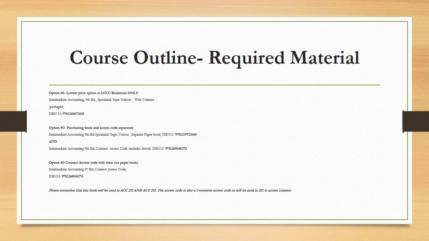You just purchase the access code for Connect, and you'll have access to the e-text. Remember, e-texts run out. And in Intermediate Accounting, you want to keep this book beyond your college years. I still have my Intermediate Accounting book, and I took it 32 years ago. Just food for thought. If you have any questions on the required material, contact me.